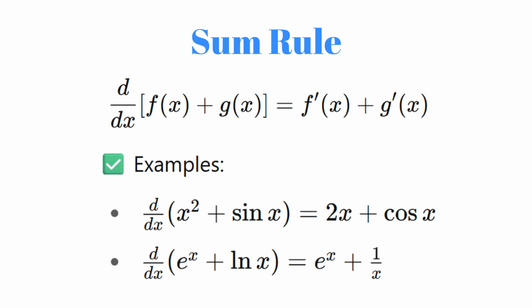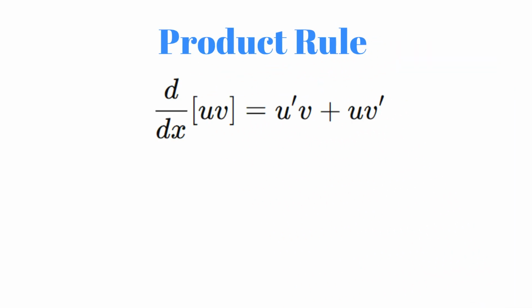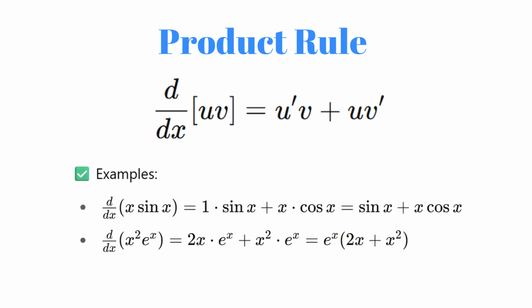Product rule. The derivative of u times v is u dash v plus uv dash. First example, the derivative of x times sine x is sine x plus x times cosine x. Second example, the derivative of x squared times e to the x is 2xe to the x plus x squared e to the x, which simplifies to e to the x multiplied by 2x plus x squared.